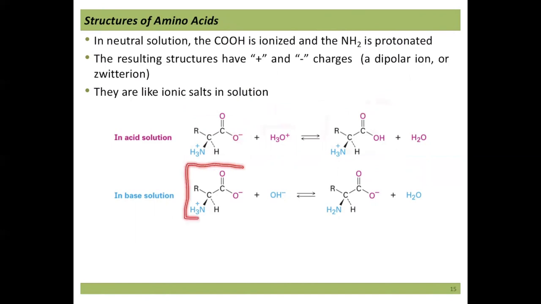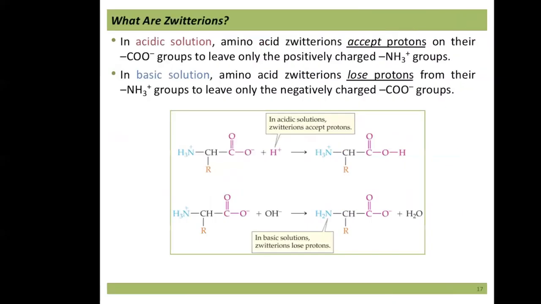In basic solution, if we start with the Zwitter ionic form, once we add the base, we're going to start deprotonating every place that we can. We can't deprotonate at the carboxylate since it no longer has an H, so we would deprotonate the amine. And so again, in basic conditions, amino acids tend to be negatively charged, and in acidic, positively charged.